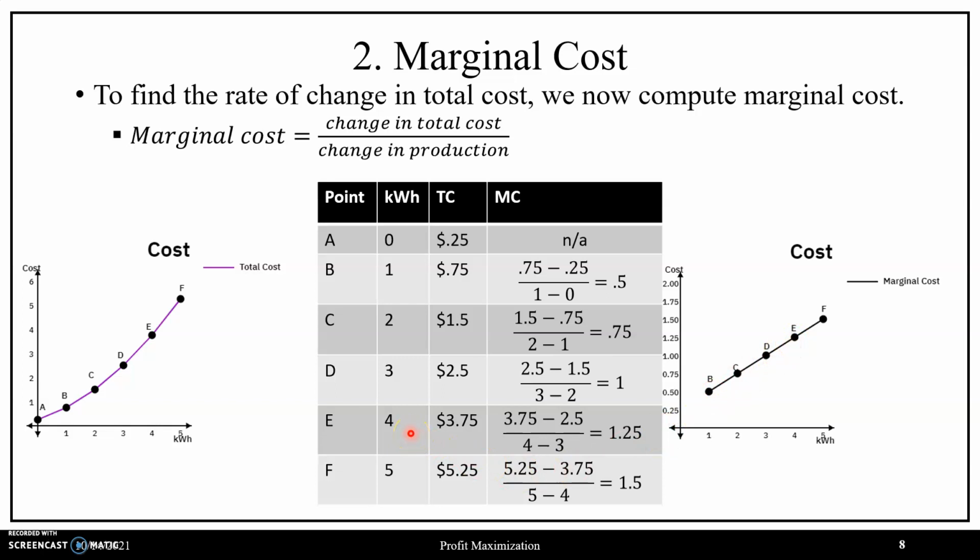And lastly, going from 4 units to 5 units of electricity, we see that total cost is changing from $3.75 to $5.25, or that cost is changing by $1.50, which generates point F. Put together, we see that this generates our marginal cost curve, which we see is positive, upward sloping, and in this case is increasing at the constant rate of 25 cents. The important thing to note is that it's upward sloping, once again due to diminishing marginal returns on labor.